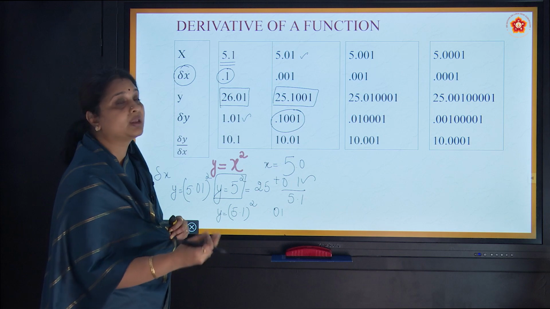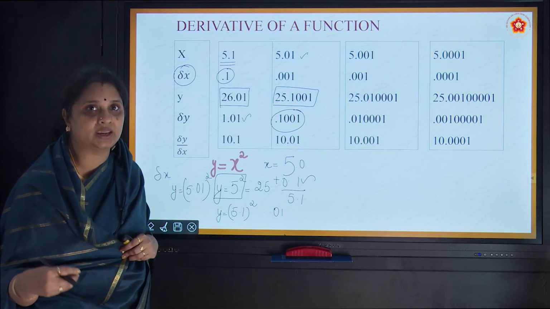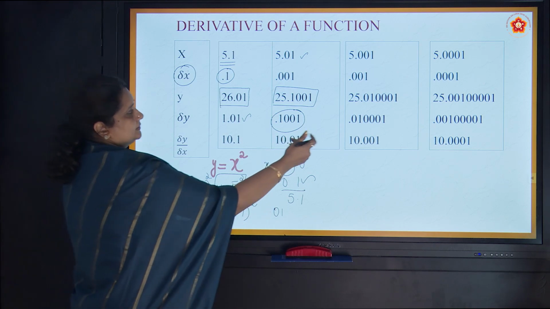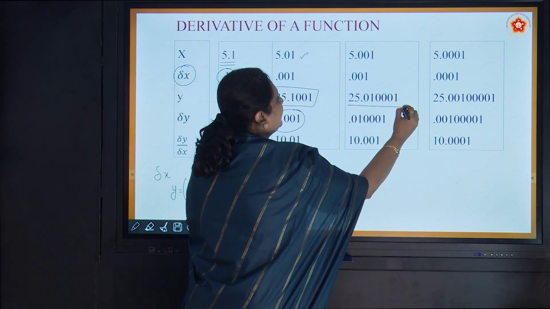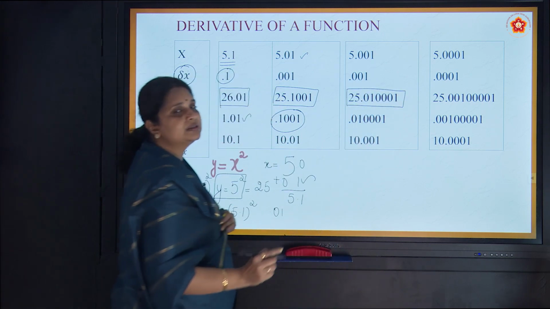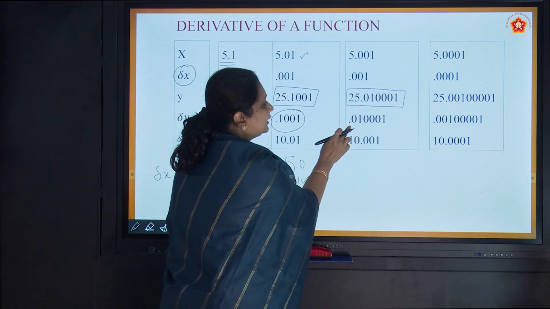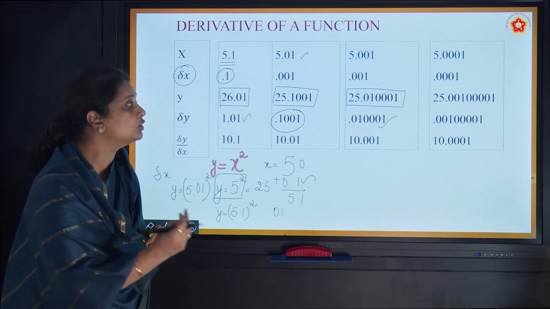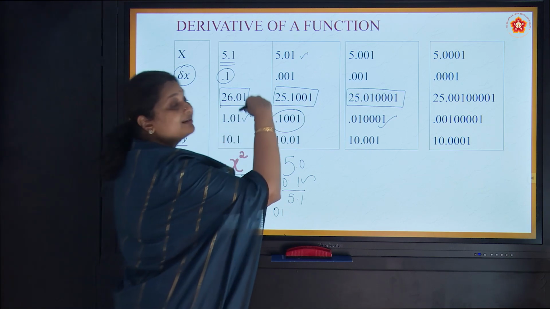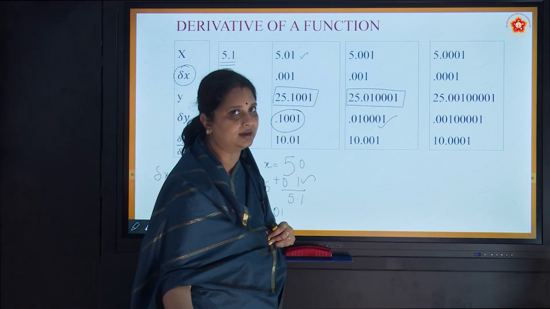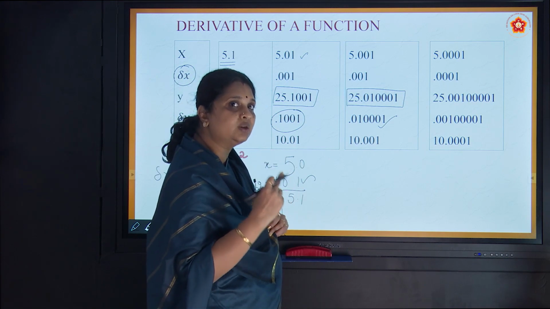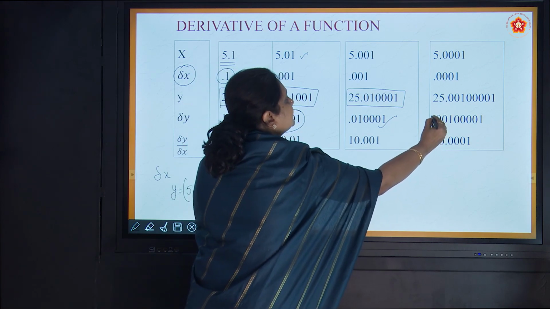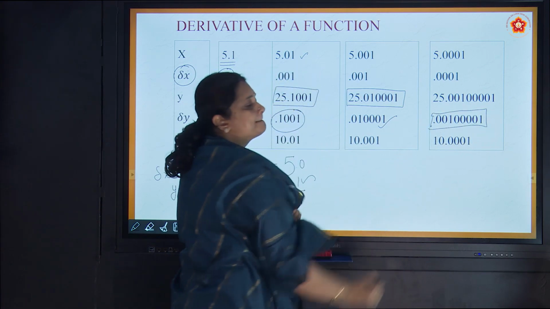Now, I'm reducing the change even more. It's just 0.001 of the increment. So what happens? It's 25.01001. So the increment is 0.01001. It's even smaller. Now, let's reduce the increment even smaller than that. 0.0001 will be my increment for x. So what happens to my y? The y gets increased by this value.